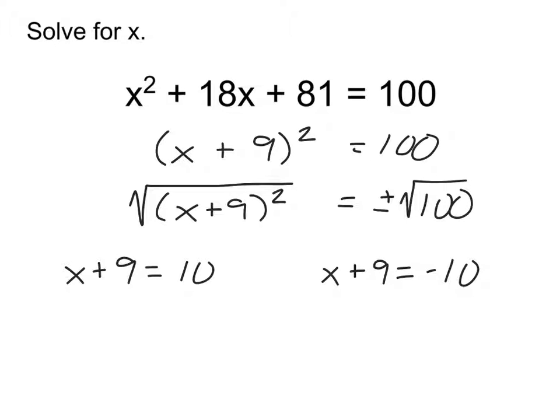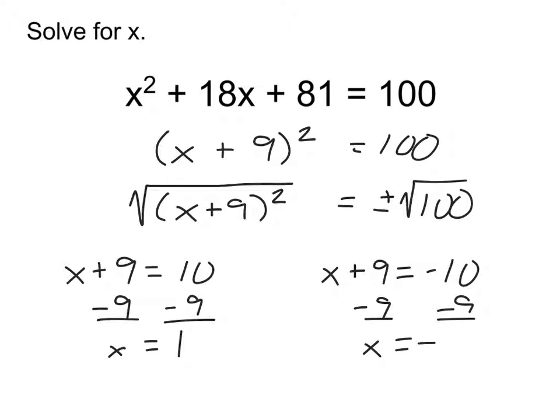Notice that when we do this, it's always the number that has the sign change. The x part never changes. So since it's x plus 9, it stays x plus 9 on both of them. It's only the number that's by itself that ever changes its sign when we do that square root. All right, so then we go ahead and we subtract the 9 from both sides to get our final answer. You should find that x equals 1 and negative 19.